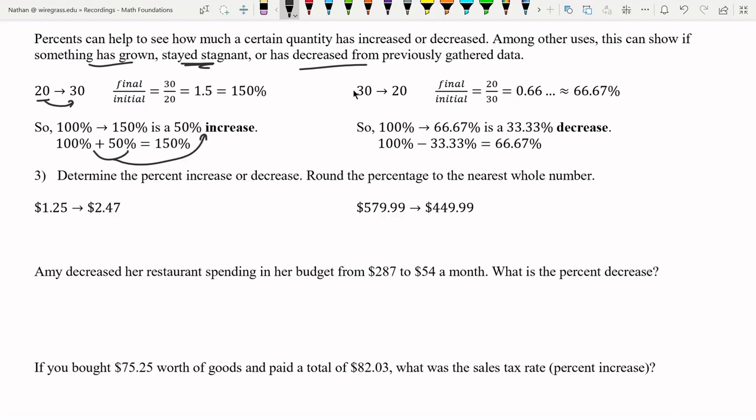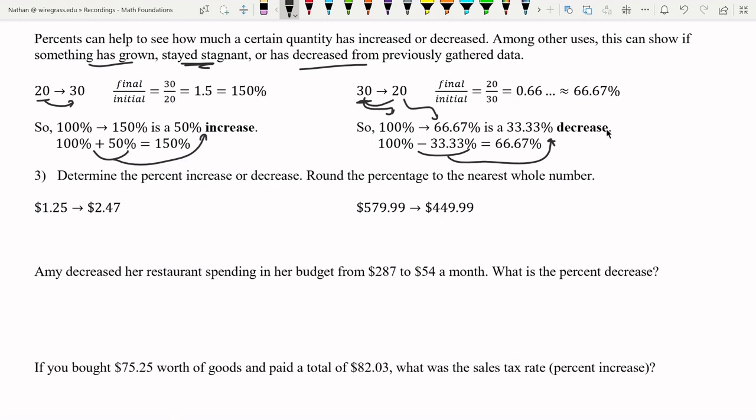Now, if instead we go from 30 to 20, the starting amount is now 30, and that becomes 20. So the final is 20, the initial is 30. Dividing that gives us 66.67%, rounded to two places. 100% is always the starting amount, and then that becomes 20%, or a 33.33% decrease. 100 minus 33.33 gives us that decrease.